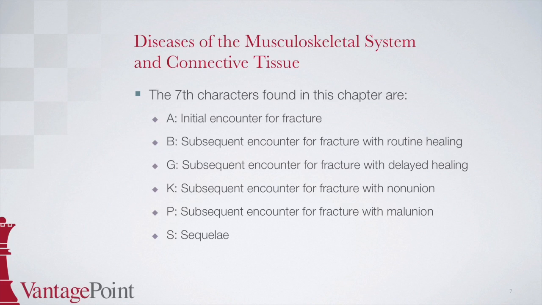Once the patient comes back after active treatment has been completed for surveillance during the healing process, this is considered a subsequent encounter. Our 4 seventh character options for subsequent encounters include a fracture with routine healing, delayed healing, non-union, or malunion. We'll talk about non-union and malunion in more detail next. Finally, the 7th character S may be used for sequelae or late effect of the fracture, such as pain after a fracture has completely healed.